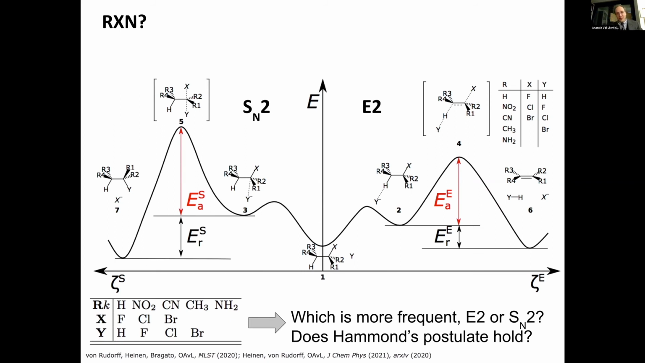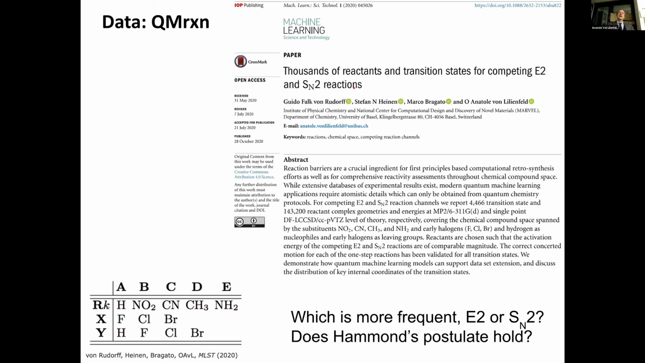Or when does Hammond's postulate, right, so the idea that the barrier height correlates with the amount of distortion, how does it hold throughout chemical compound space when you look at larger numbers? So these were questions we wanted to address. The data set was published in Machine Learning: Science and Technology in 2020. We used MP2 as well as CCSD to make some reasonably accurate predictions of transition states and activation energies.